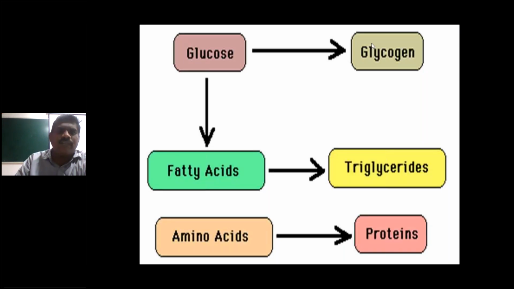So, take glucose. From glucose, two fates are there. Glucose is converted to glycogen, and glucose is also converted to fatty acid. From this fatty acid, the biosynthesis of triacylglycerol takes place. From the amino acids you are taking, the biosynthesis of proteins takes place.